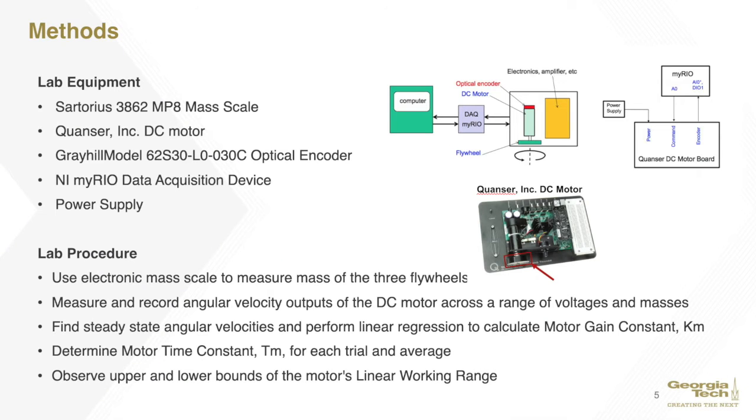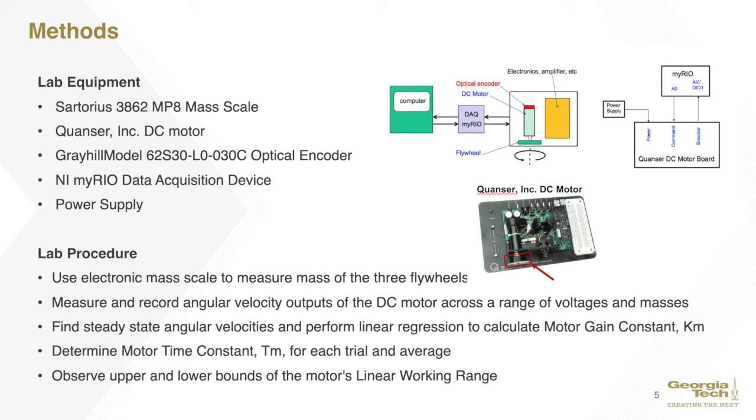The experimental setup was comprised of, first, an electronic mass scale used to measure the mass of the three flywheels. Next was a DC motor provided by Quanser Inc., as well as the electronics accompanying it. On this motor setup, there's an optical encoder that reads the angular position of the flywheel as the motor drives it around. The characteristics for each trial are input into the computer and executed by the DAC MyRio. Additionally, the MyRio reads the output of the optical encoder and transmits that back to the computer.